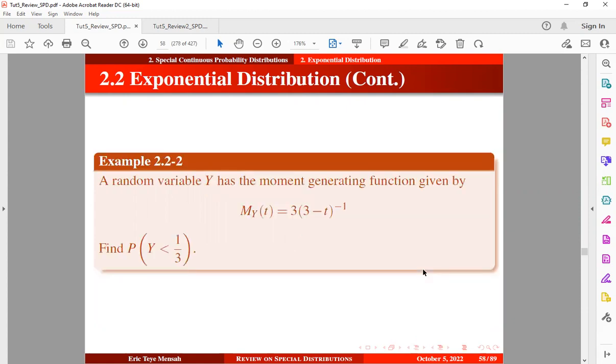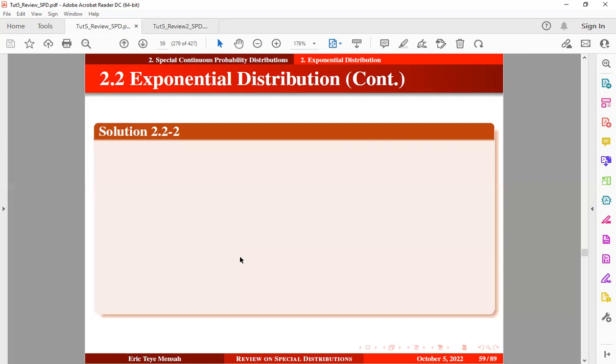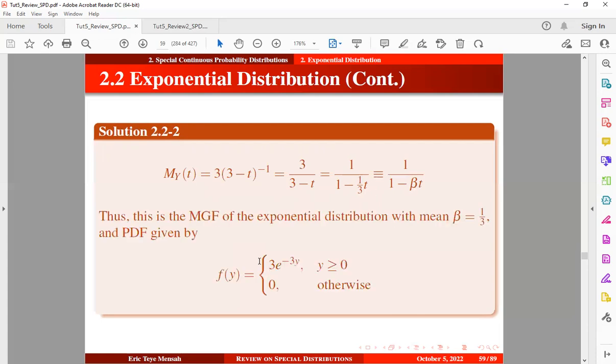A random variable y has the moment generating function given by the equation below. We want to find the probability that y is less than 1/3. So let's take a look at the solution. We know the moment generating function can be expressed in this form, which can also be expressed in this form. You can see that this is similar to the moment generating function of the exponential distribution. So beta is equal to 1/3. Therefore, we can have our PDF defined in this form. So the rate is going to be 1 divided by 1/3, which will give us 3.